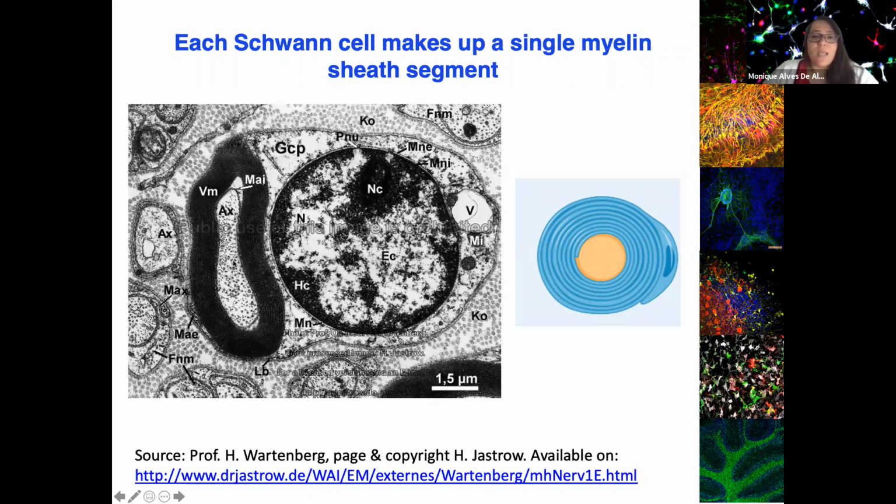Schwann cells are critical in response to PNS axon damage and axon regeneration, and they myelinate PNS axons to provide metabolic support to neurons, but the only important caveat is that each Schwann cell really just makes up a single myelin sheath segment.